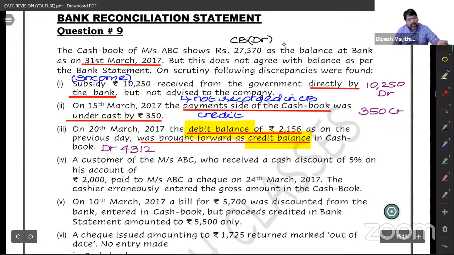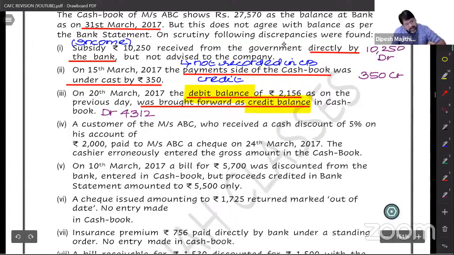A customer gives us money or we pay the customer? Sir, customer will give us money. Received from customer, chartered. Very good. Customer ABC received a cash discount of 5%. Received a cash discount of 5%. This is chartered, discount allowed of 5% on account of 2000.